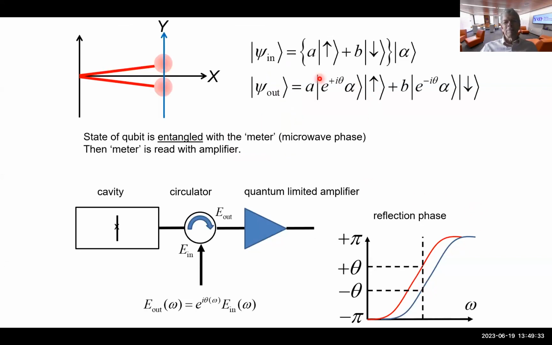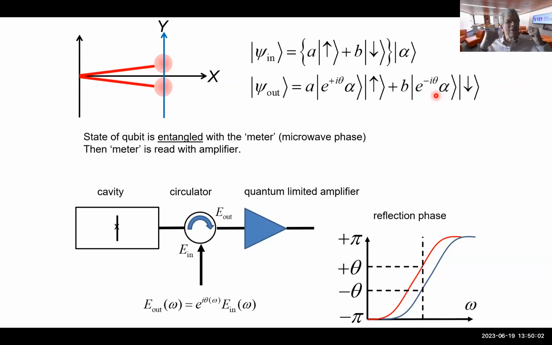So let's say the qubit is in a superposition of ground and excited, and you send in a coherent state, and it's a product state, they're unentangled. And then after the wave packet bounces off the cavity, if the qubit is in one state, the coherent state has picked up one phase. And if the qubit is in the other state, the coherent state has picked up a different phase.